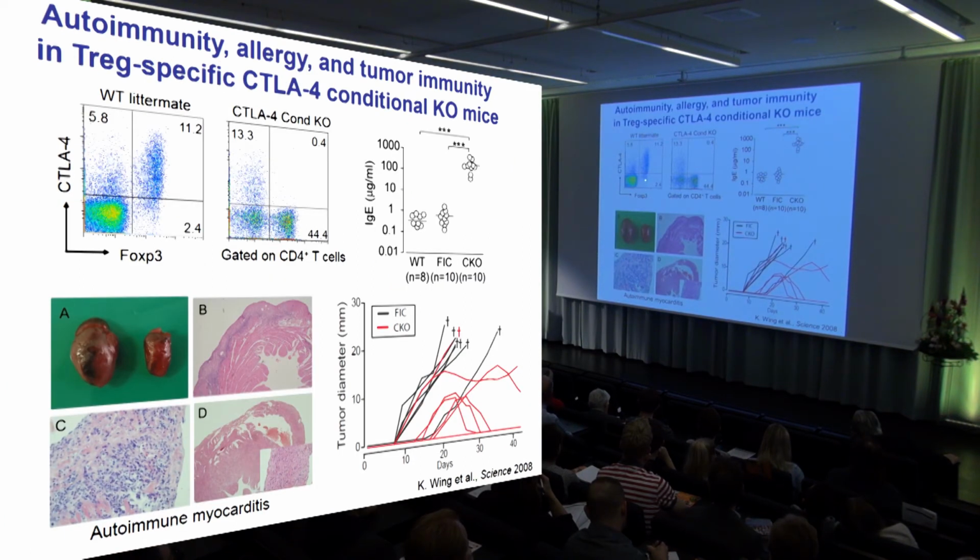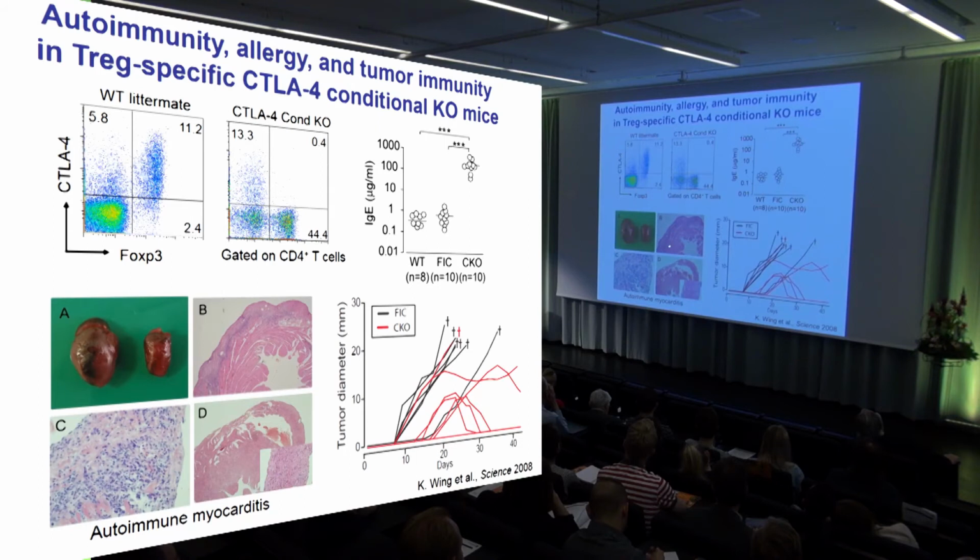Here, the FOXP3 positive cells express CTLA-4, and we made a CTLA-4 conditional knockout mouse, in which the FOXP3 positive cells, Tregs, don't express CTLA-4. And what happened is that they died of very severe autoimmunity, for example, autoimmune disease in the heart. This is a ventricle. These blue parts are the infiltrating lymphocytes. This is the atrium. All cardiac myocytes are destroyed. And in the circulation, there is a high concentration of IgE, meaning that they are prone to allergy. And importantly, they have higher cancer immunity.